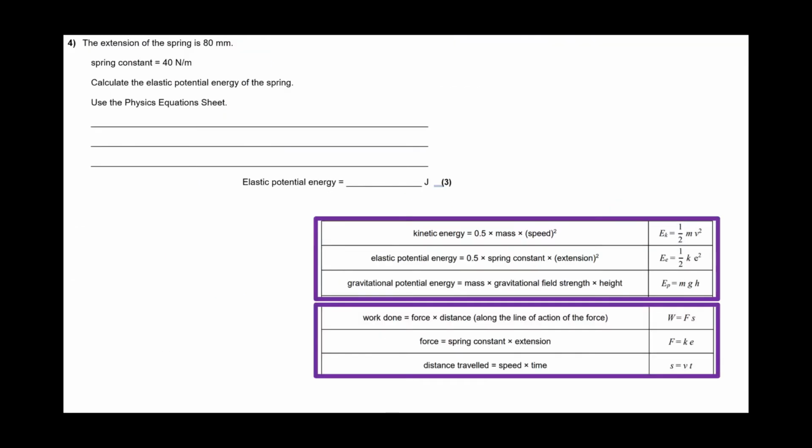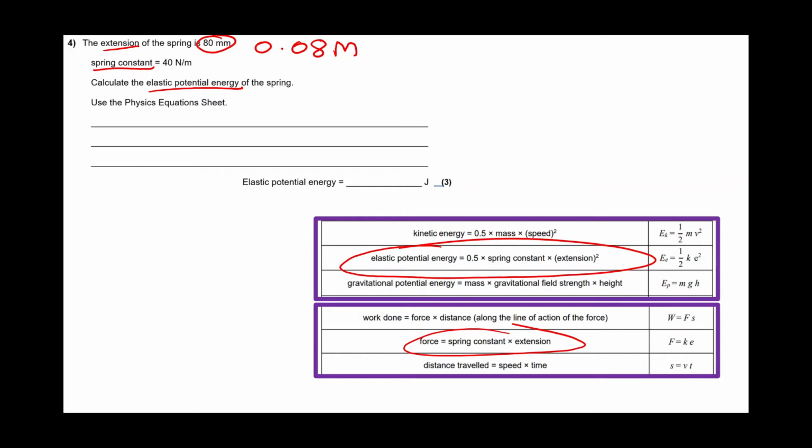Okay, on to the next one. We've got another conversion that's needed here. 80 millimeters, we're going to divide by 1000. This is 0.08 meters. That's the first thing I see straight away. The next thing I'm going to do is look for the correct equations. We're looking for extension, spring constant, and elastic potential energy. Now there's a couple of equations here that have got spring constant and extension. You've got this one and you've got this one here, but the one we're looking for is this top one with elastic potential energy. So we're going to write the equation out here.